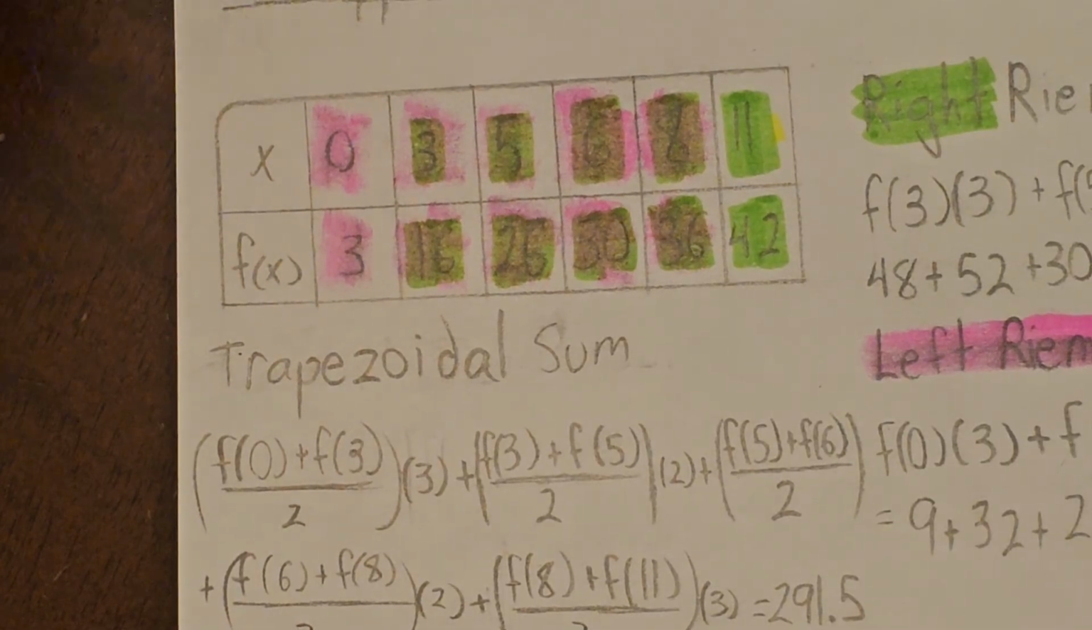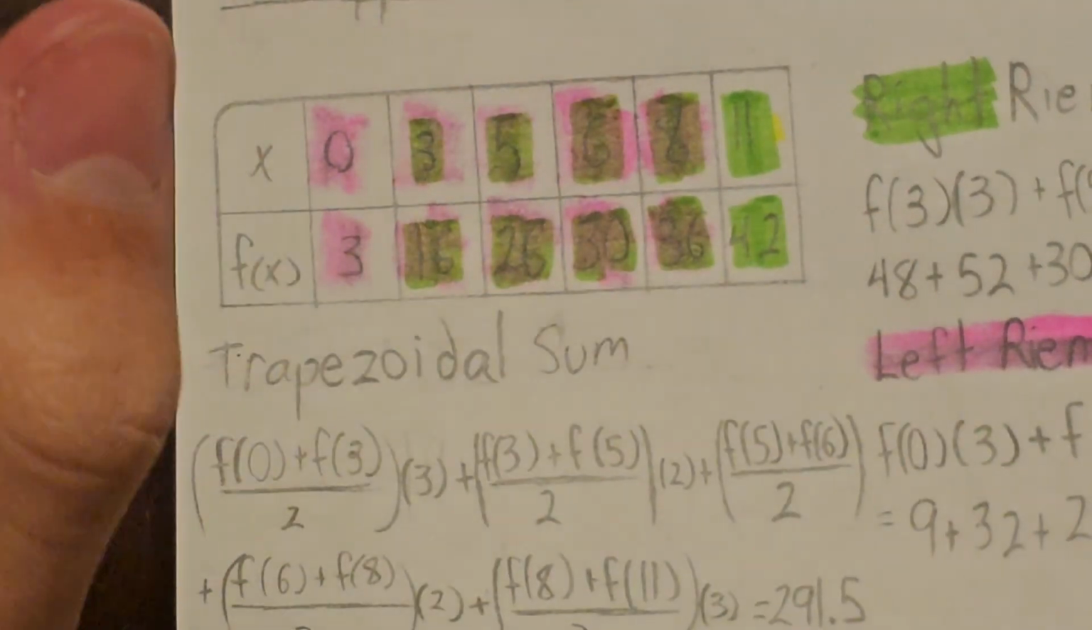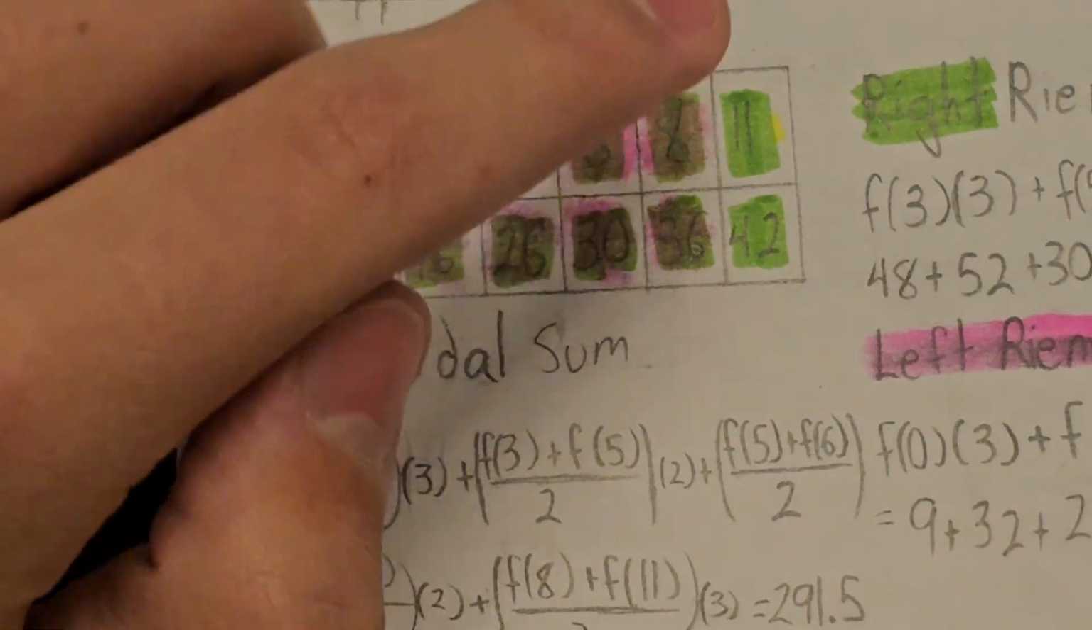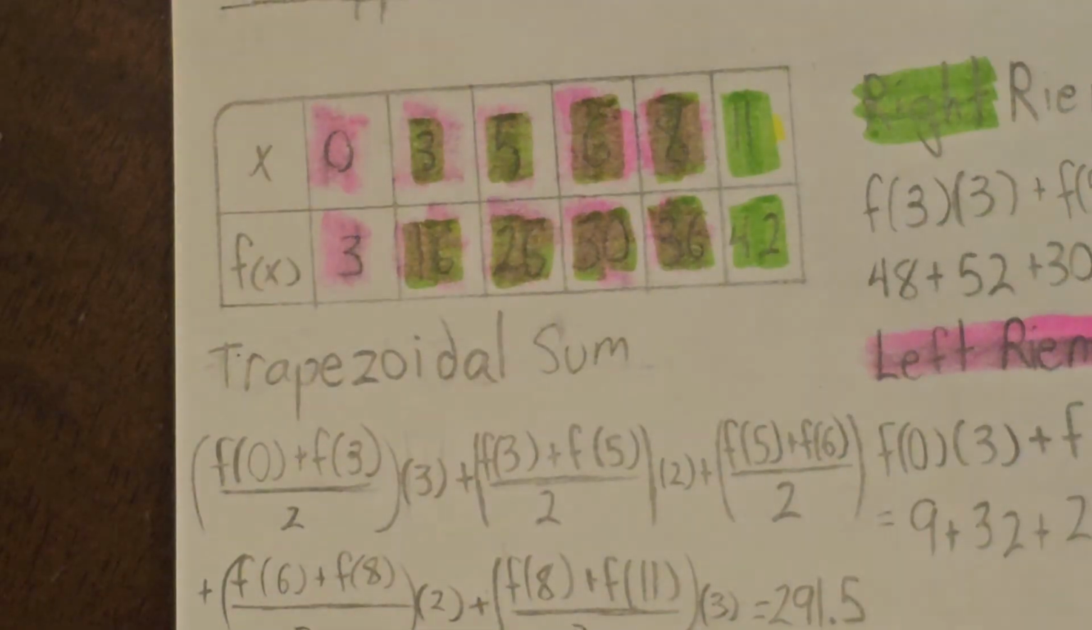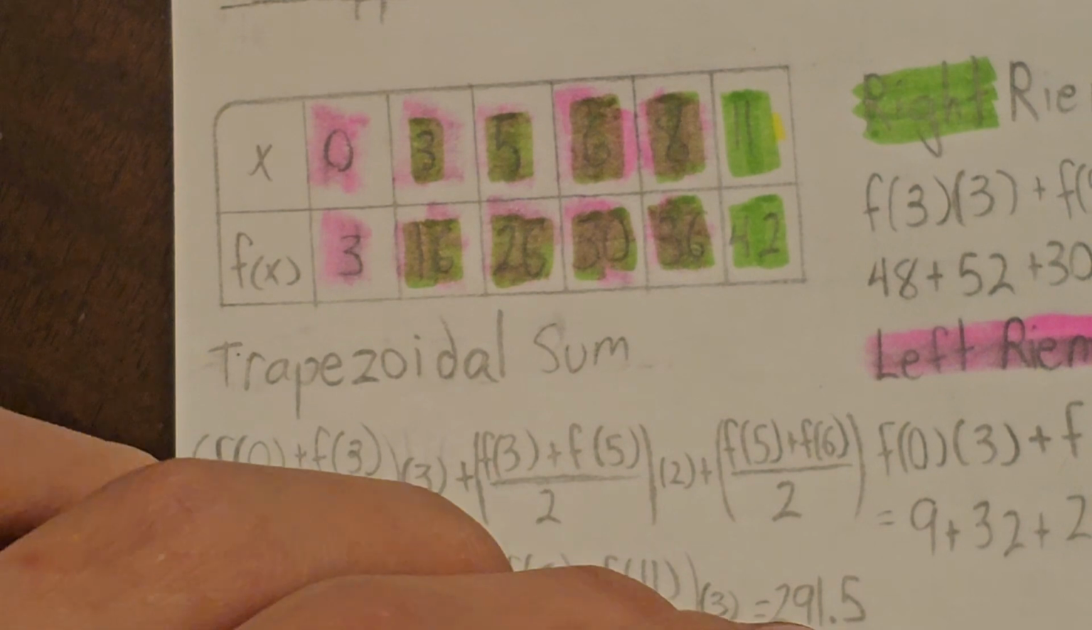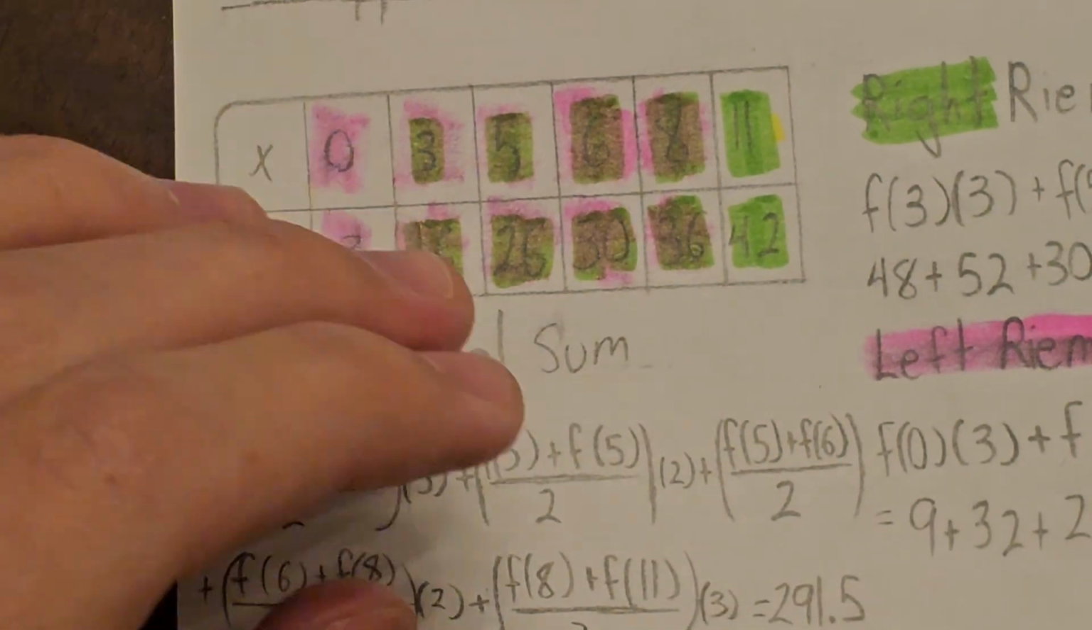Right, so it's basically following that trend. You're just going to keep on going through these until you reach the last one, which will be f of 8 and f of 11 divided by 2 times 3, and you will get 291.5 if you do that one out.